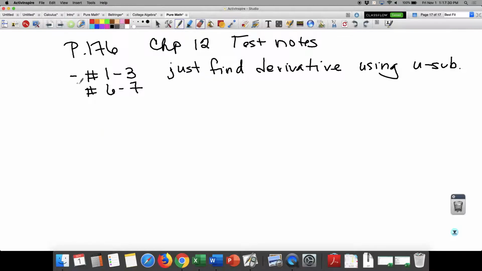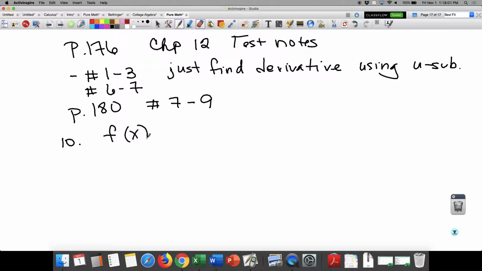Other ones to possibly try if you want to work would be page 180, number 7 through 9. Try those. Check your answers in the back of the book. Okay. Again, it's just using U substitution. I don't think we did number 10. Okay, so let's look at number 10.